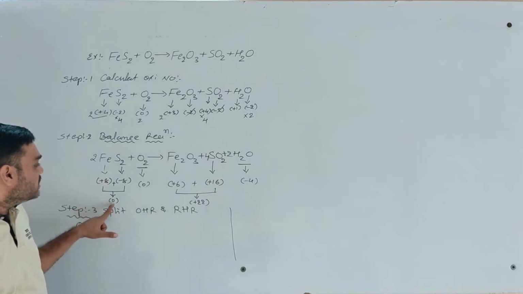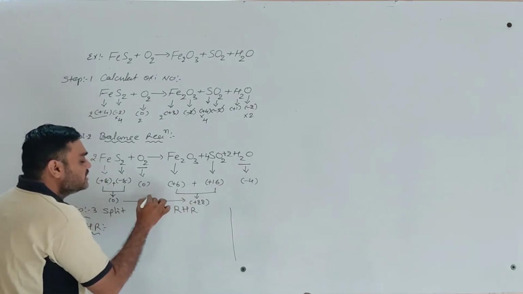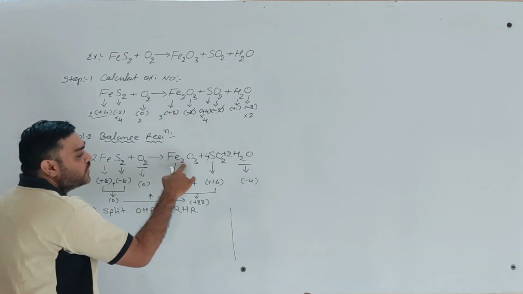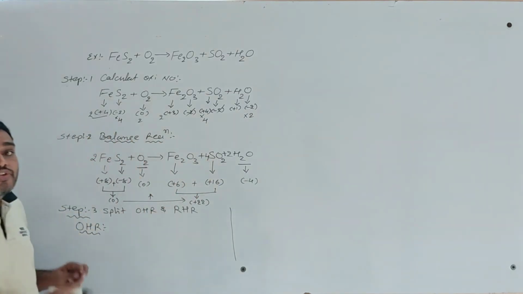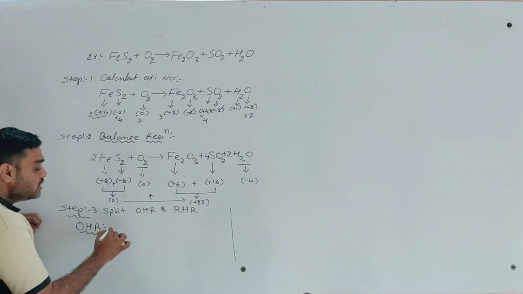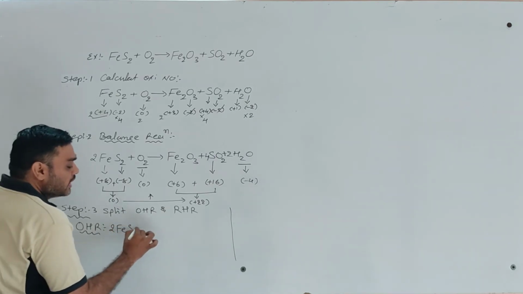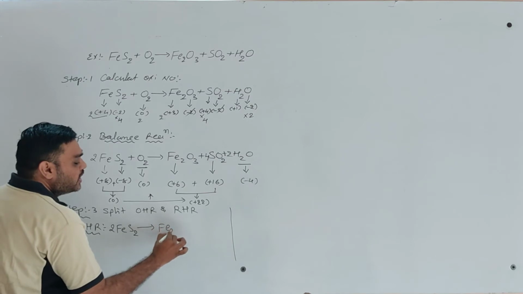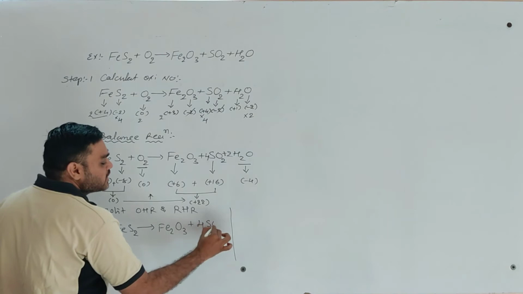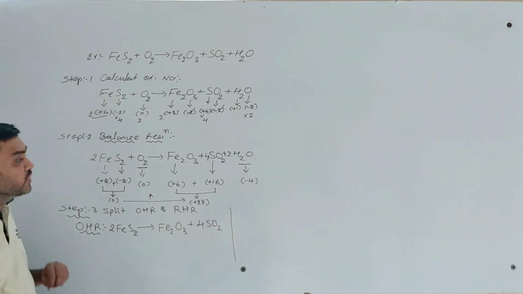Here you find that 0 to plus 22, 0 to plus 22. You can easily understand that the oxidation number of FeS2 increases in Fe2O3 plus 4SO2. So we split this equation as oxidation half reaction. So I will write here twice FeS2 gives Fe2O3 plus 4SO2. I will consider that is oxidation half reaction.